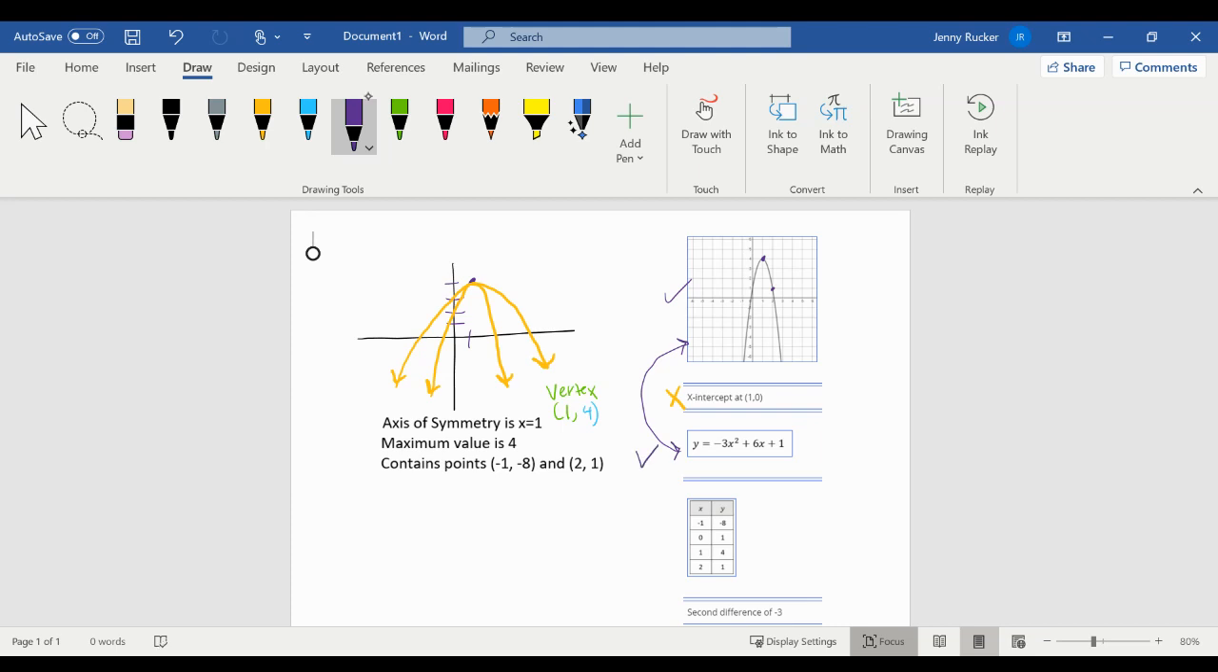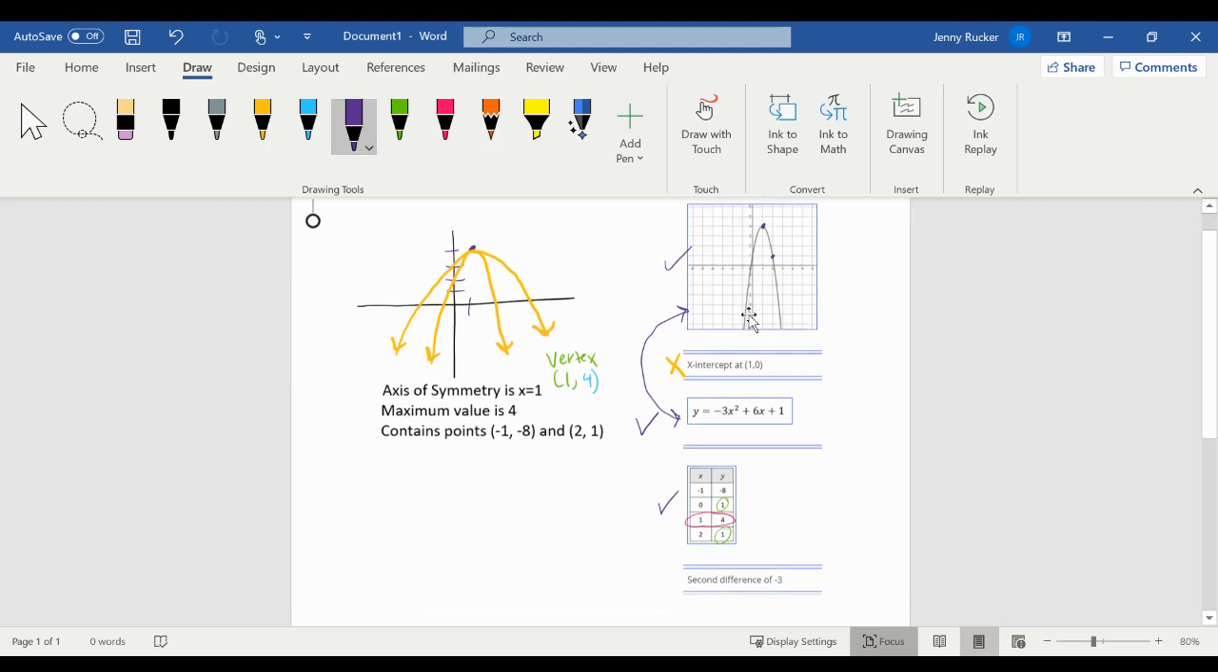Let's look at our table. When we look at the table, we can clearly see it passes through the points (-1, -8) and (2, 1). And it has a vertex at (1, 4). We can see that because of the symmetry in the table. So this table is a true statement.